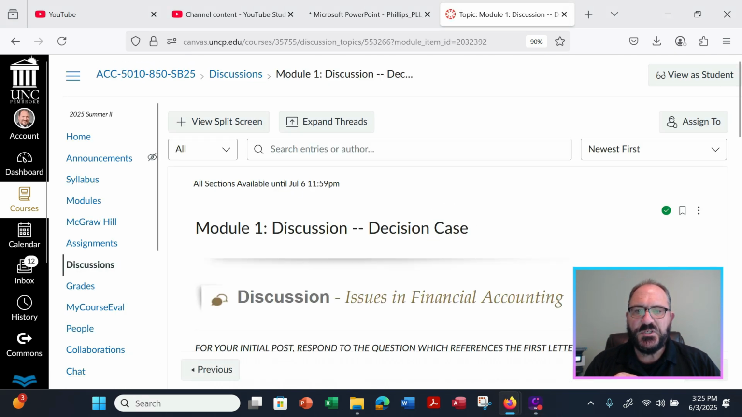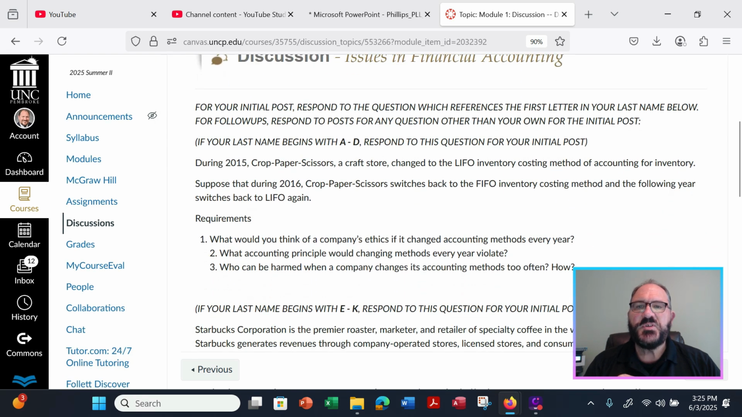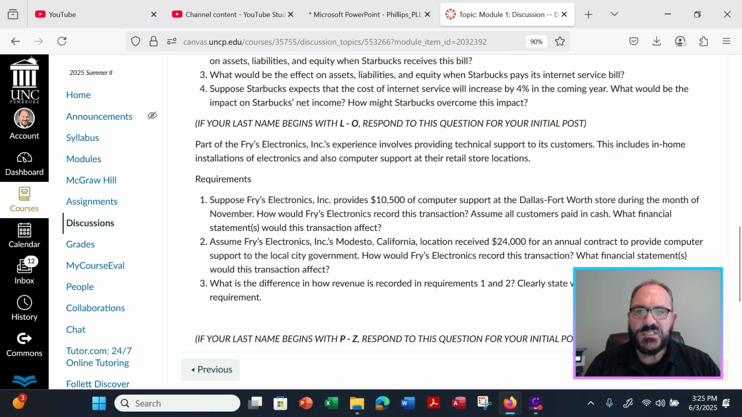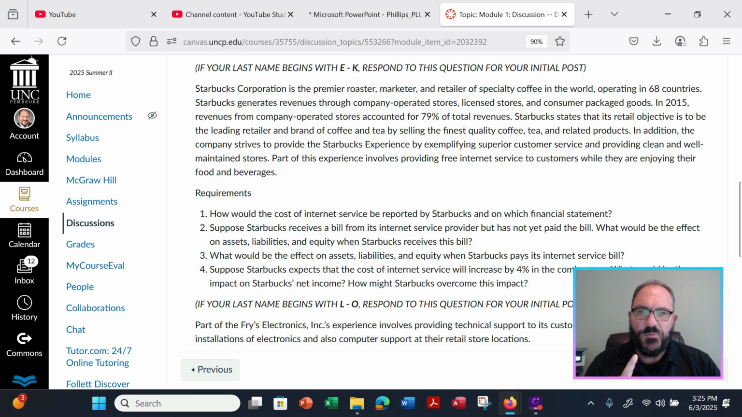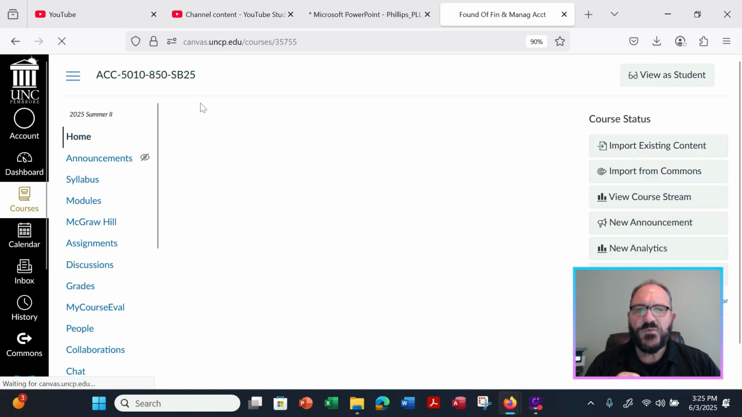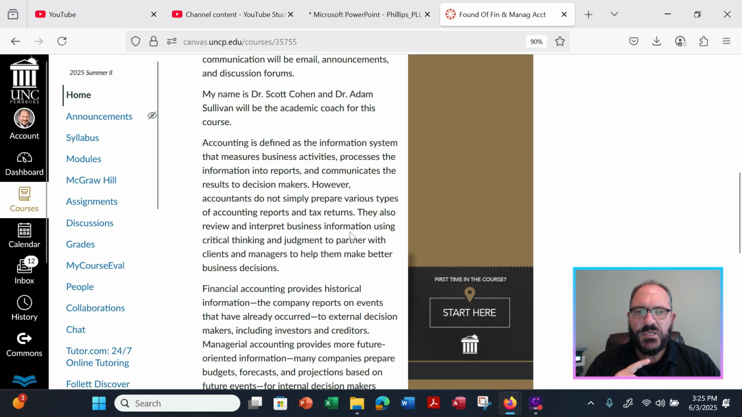So anyway, with the discussion board, you have to respond to the item, and it depends upon your last name. For people that begin with A through D, you're supposed to respond to this one. If it's E through K, you respond to this one. And by the way, you have to do this first one. I think the first one is by Thursday of each week.